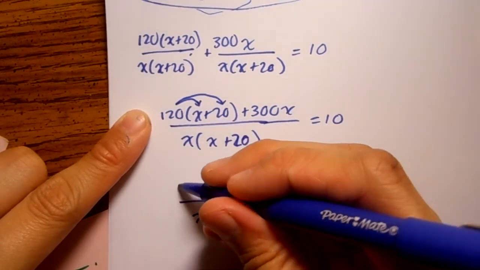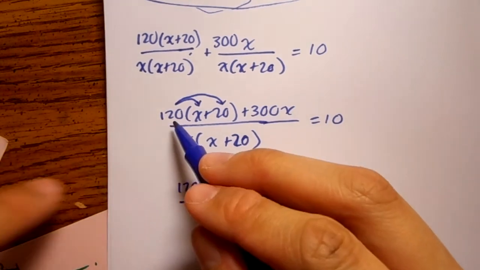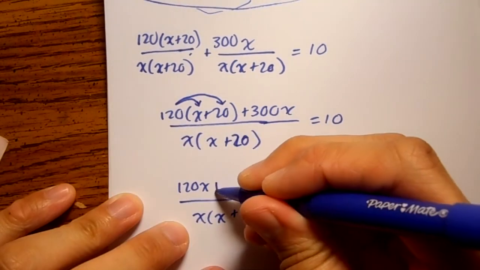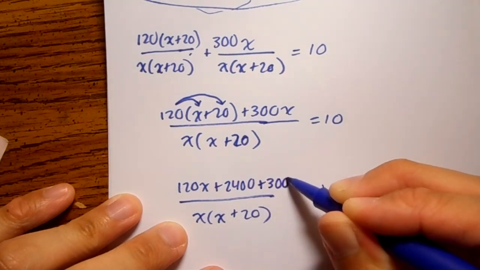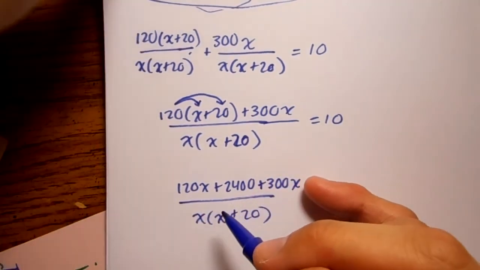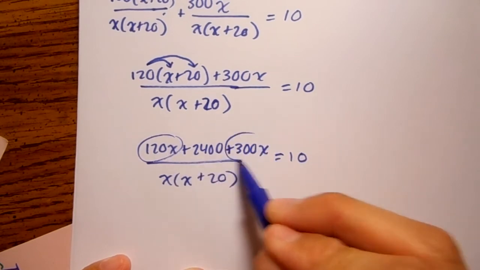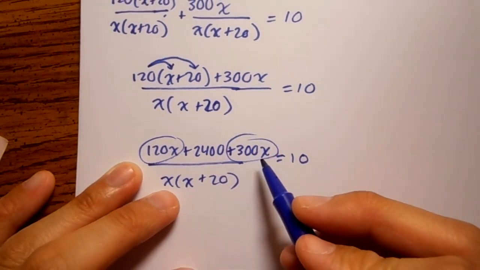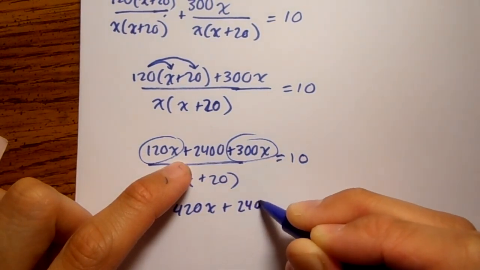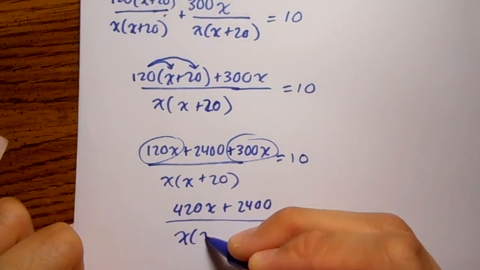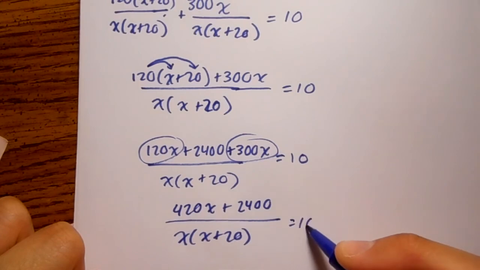120 times x is 120x. 120 times 20 is 2,400. And then I still have this plus 300x. Alright, well, I can still simplify further because, look, combine like terms. 120 plus 300, that's going to be 420x plus 2,400 over x times x plus 20 is equal to 10.